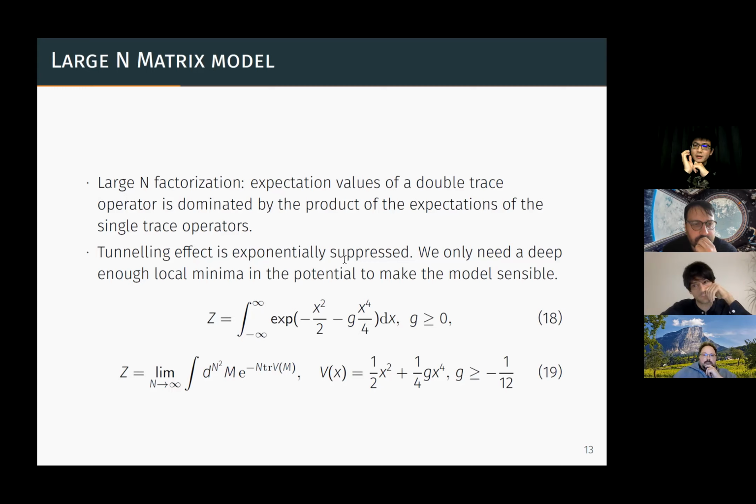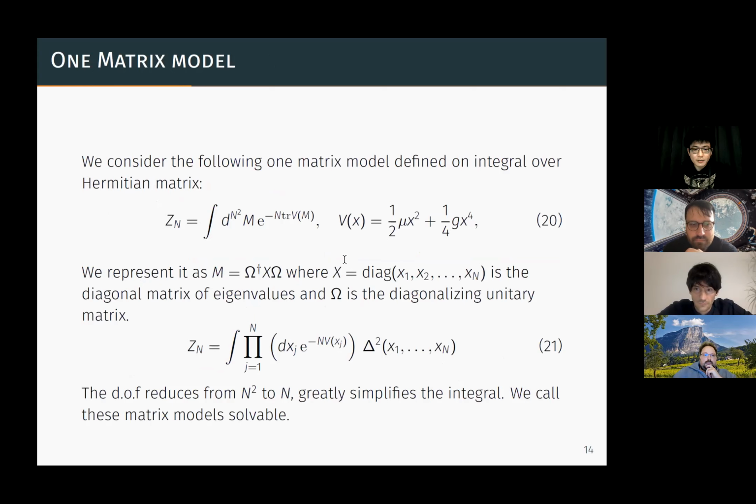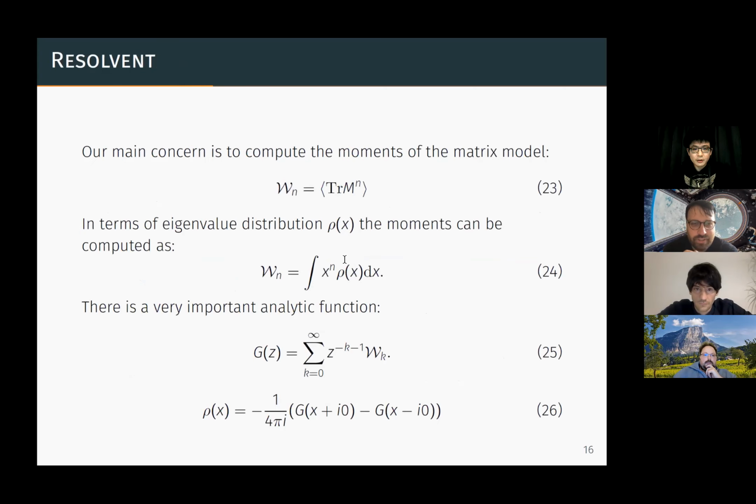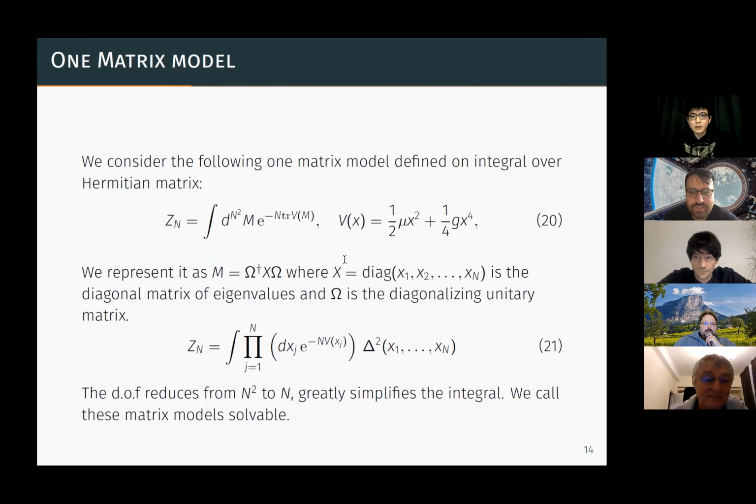Is this clear? Can you just repeat that? It was not clear. An operator which is a product of two traces is a double trace operator. If it's okay, thanks. Okay.